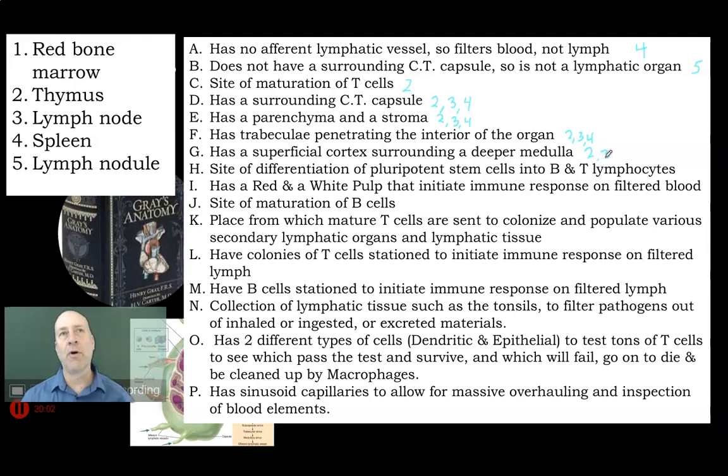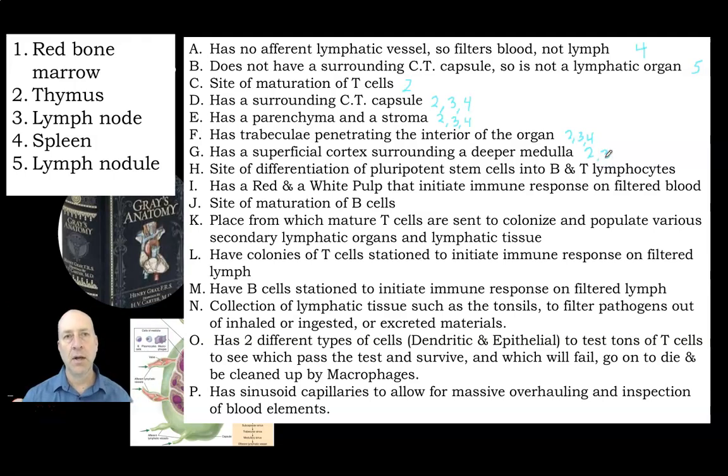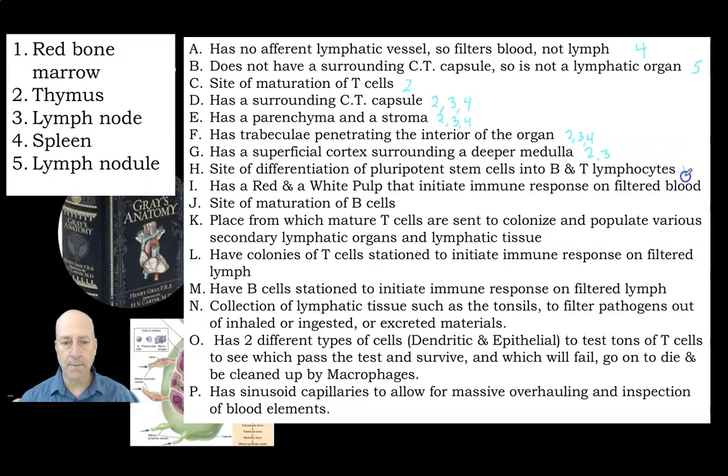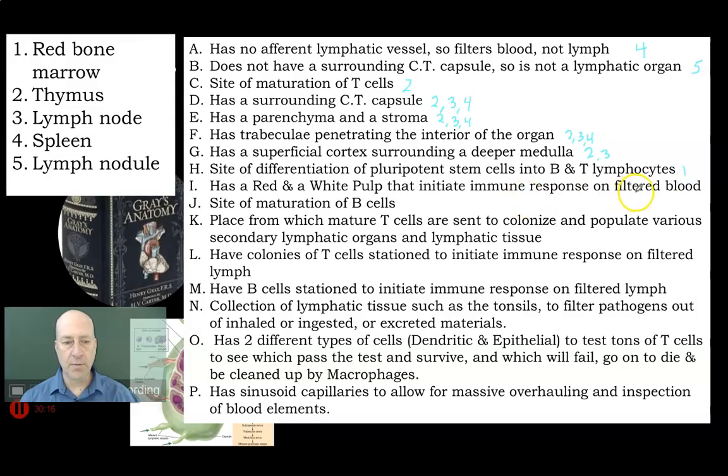The spleen, we broke the parenchyma not into cortex and medulla. We broke it into white pulp and red pulp. So I'm going to go yes thymus, yes lymph node, but not spleen. H, site of differentiation of pluripotent stem cells, and that's going to be the red bone marrow. I has red and white pulp, that's the spleen. You're filtering blood, not lymph. Site of maturation of B cells happens in the red marrow.